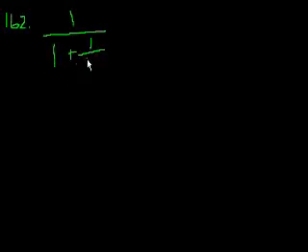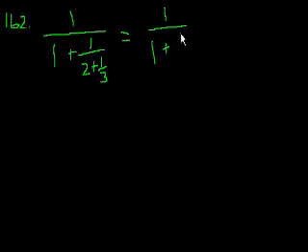Problem 162. Looks like they want to make sure we know how to deal with fractions. 1 over 1 plus 1 over 2 plus 1/3. Let's just drive through this math. That equals 1 over 1 plus 1 over, see, 2 is the same thing as 6 thirds, right? 6 thirds plus 1/3 is 7 thirds.